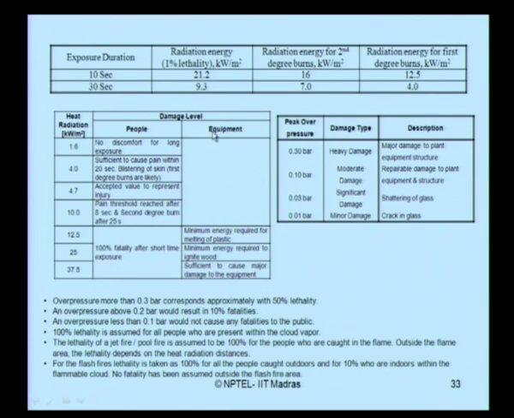So, the equipment you can use to control them: the minimum energy required for melting of plastic is what you have got to do. Use the minimum energy required to ignite wood, sufficient quantity to cause major accident to the equipment. The peak overpressure varying from 0.3 to 0.01 in the problem will cause the damage type from heavy damage to a minor damage. The minor damage can cause a crack in glass. The heavy damage can be seen as a major disaster to the plant equipment structure.